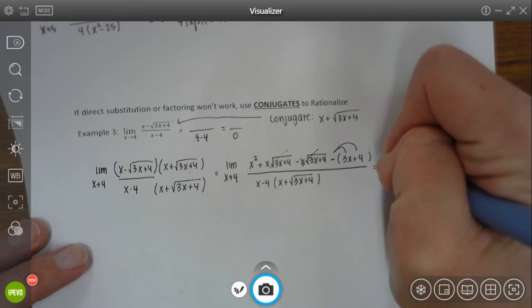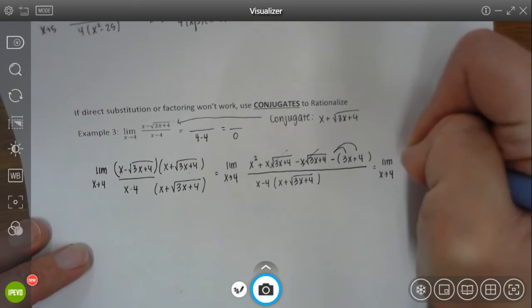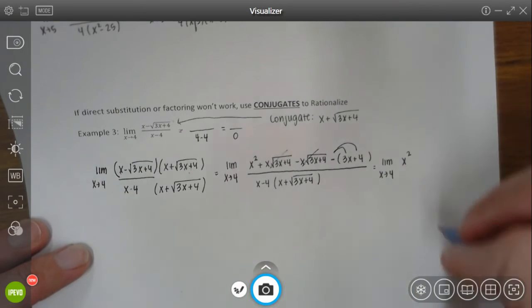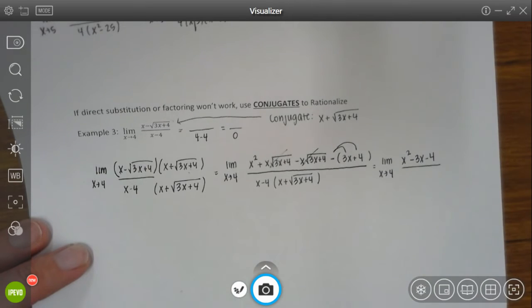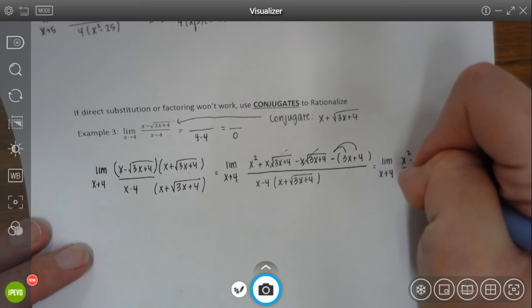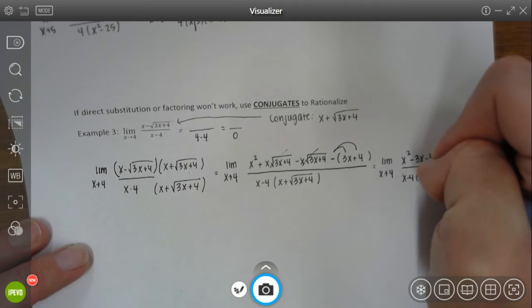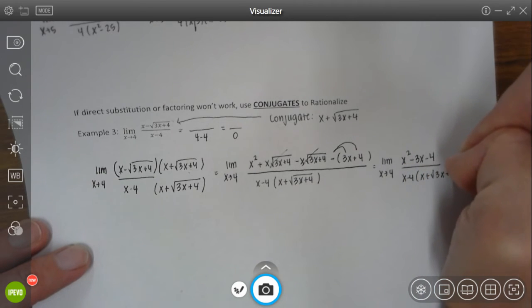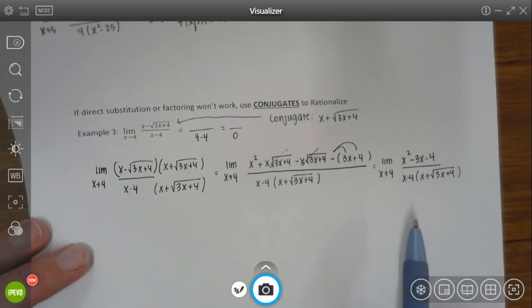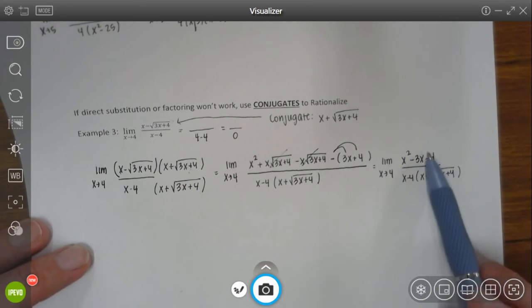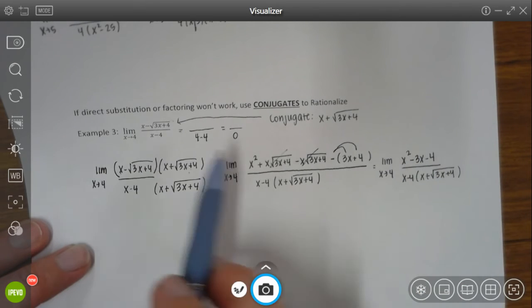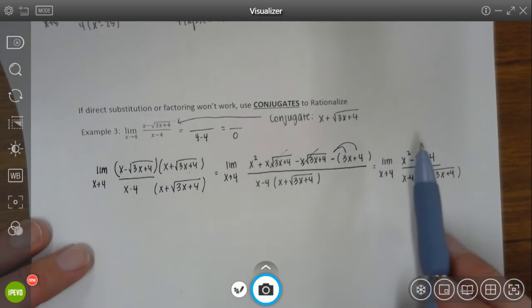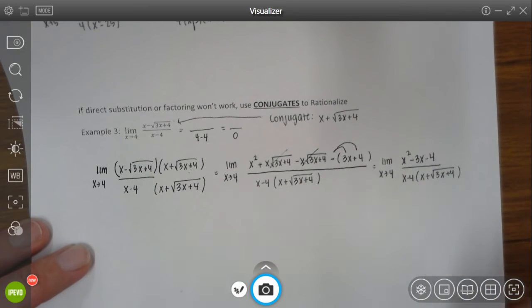So I'm going to get an expression, limit as x approaches 4 of x squared minus 3x, and then minus 4, and then all over x minus 4 again times the conjugate. So it doesn't really look like this is helpful because there's nothing in the top and the bottom that are exactly the same that I can cancel, but hopefully I will be able to still do something with this. So here's where the factoring is going to come in. So I'm going to try to factor this.